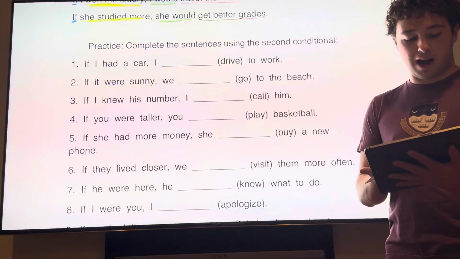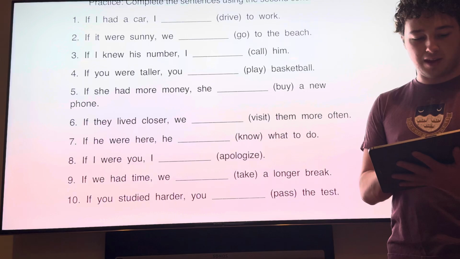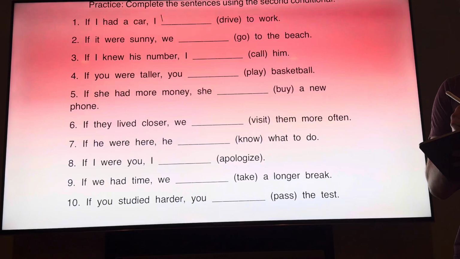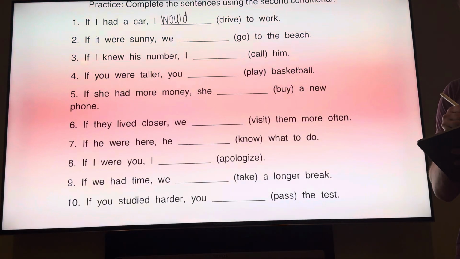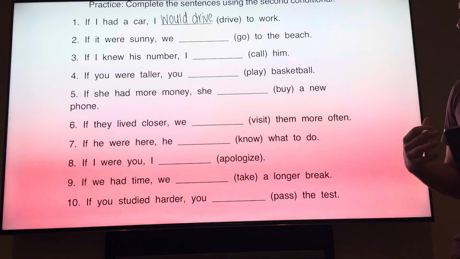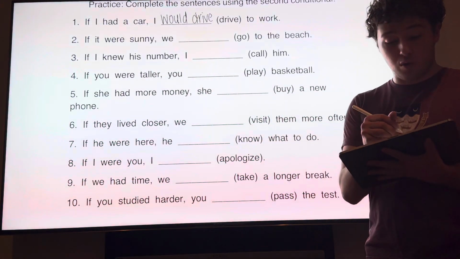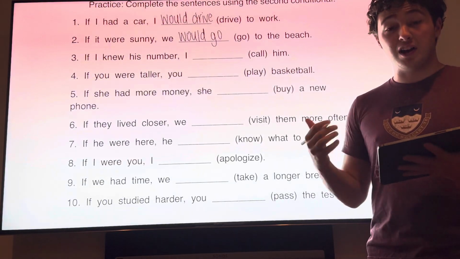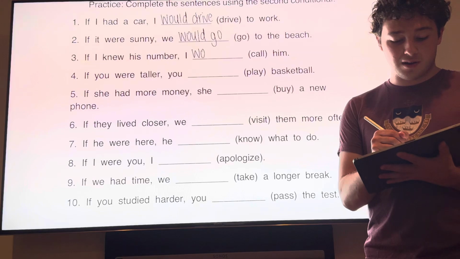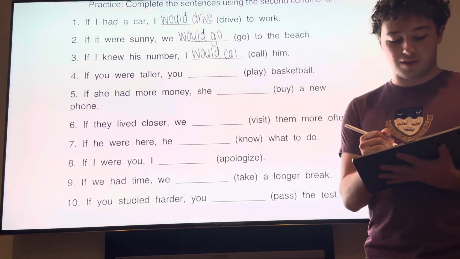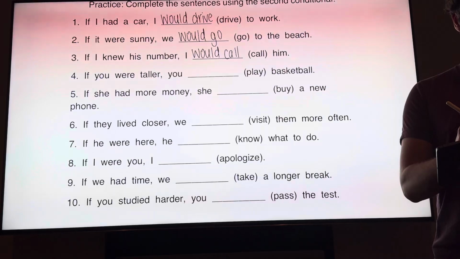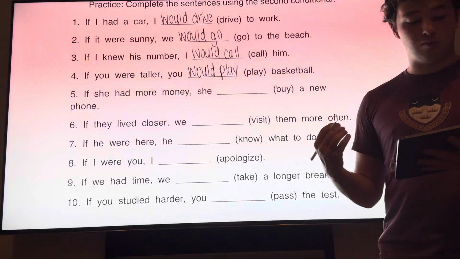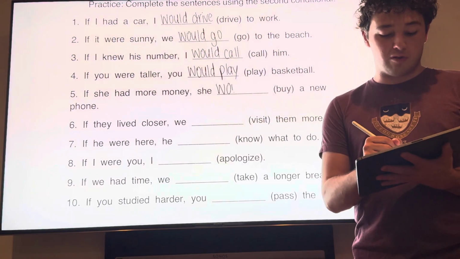So let's look at some practice, and we'll do a few together. If I had a car, I would drive to work. It's just the same as the one above, however, it's with would. If it were sunny, we would go to the beach. If I knew his number, I would call him. If you were taller, you would play basketball. If she had more money, she would buy a new phone.